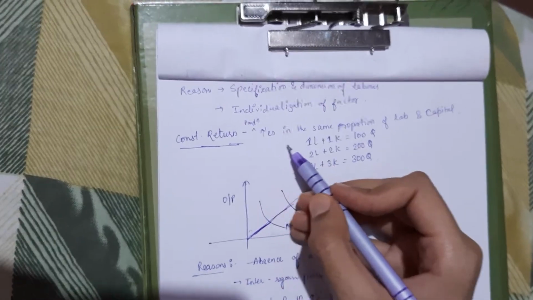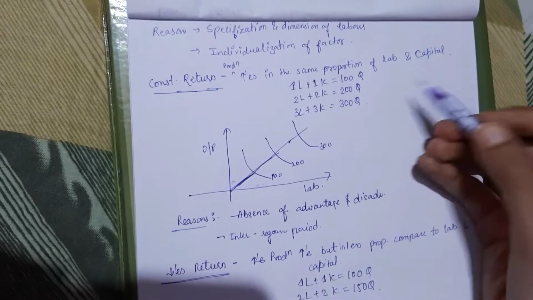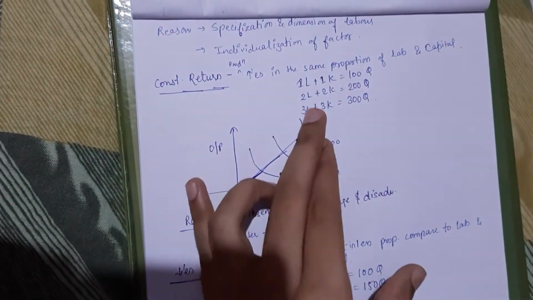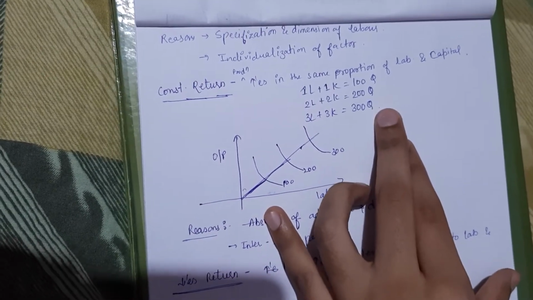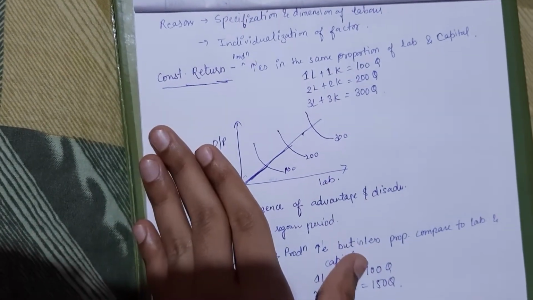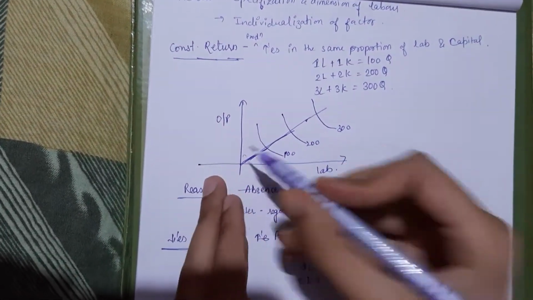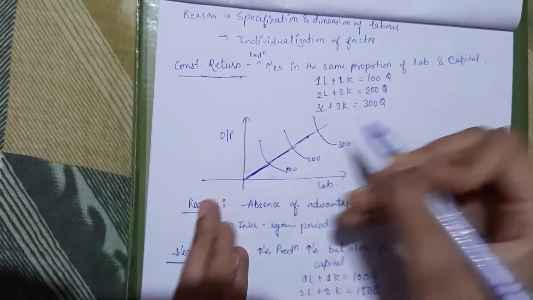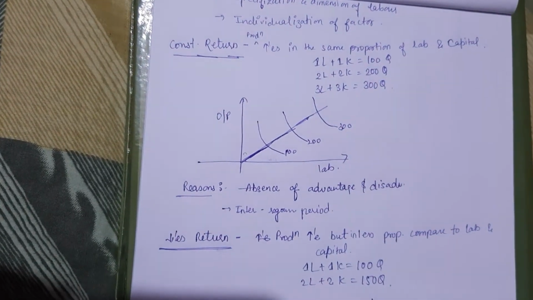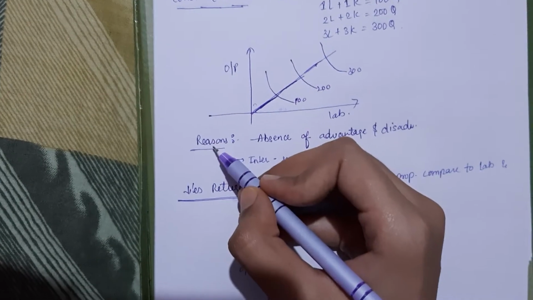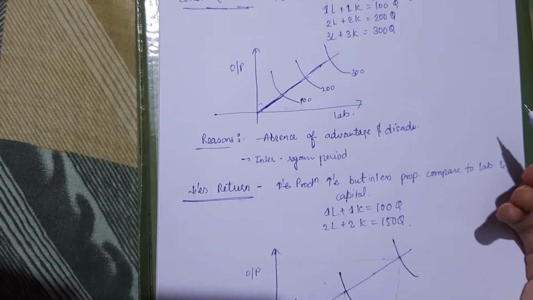Next case, constant return. In this case, production increases in the same proportion as labor and capital. As you can see in this example, I double my labor and capital, so my production also doubles, in the same proportion as labor and capital. In this graph, we can say these are equal, meaning labor, capital and production all increase in the same proportion. The reason for constant return is the absence of advantages and disadvantages in the period.